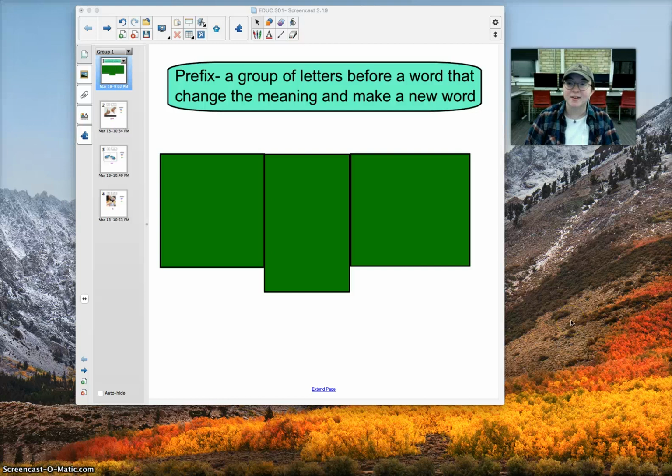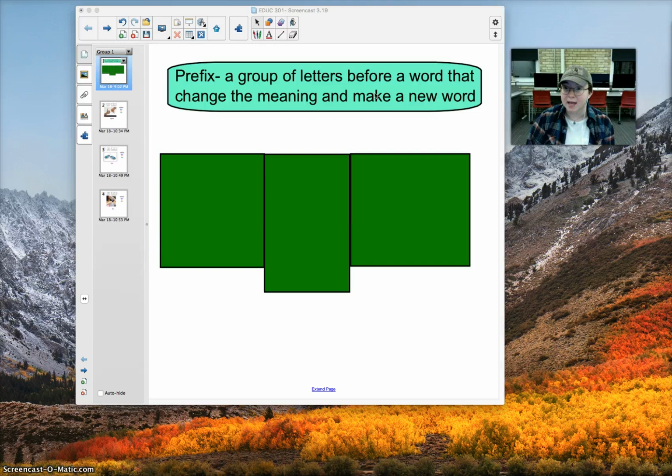Hi, second grade. So in class today we talked a lot about prefixes. And as we know, a prefix is a group of letters before a word that writers use to make a new word with a new meaning. So as readers, we have to be able to understand how prefixes can change the meaning of a word.